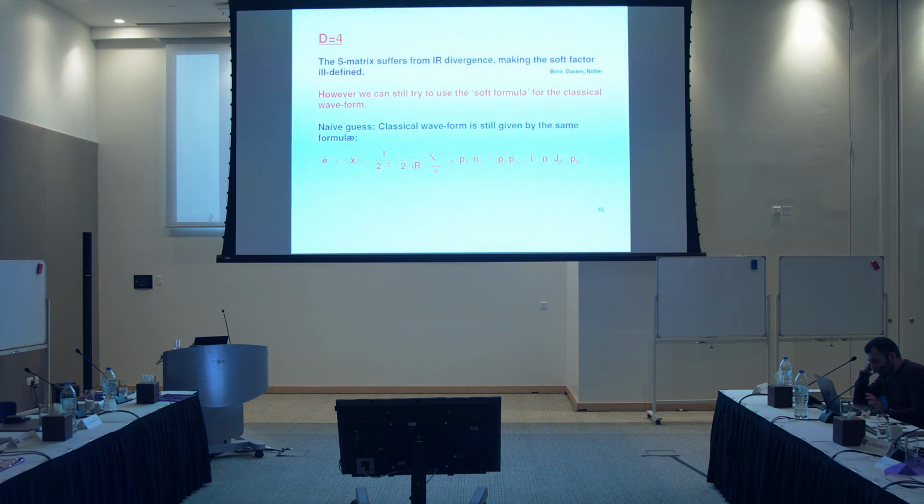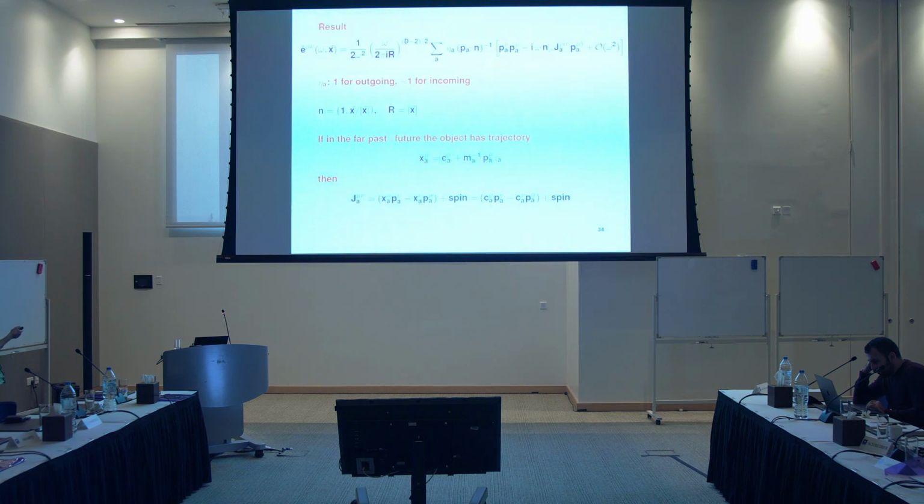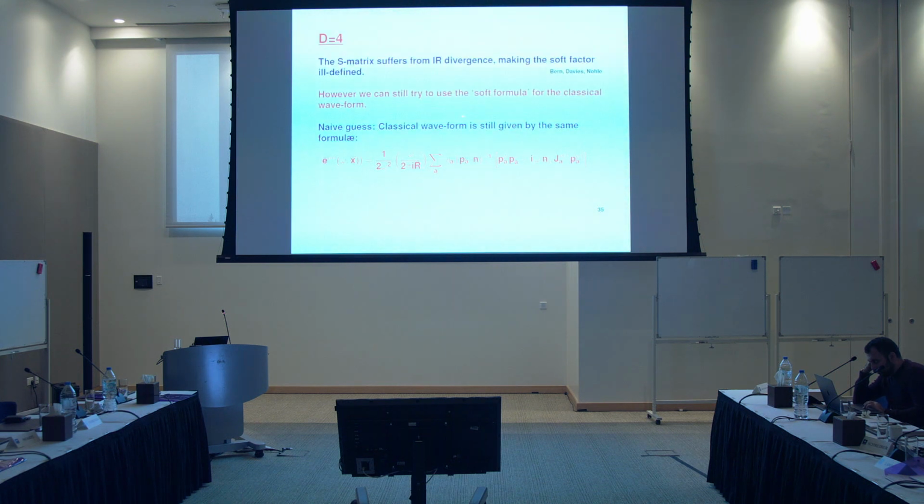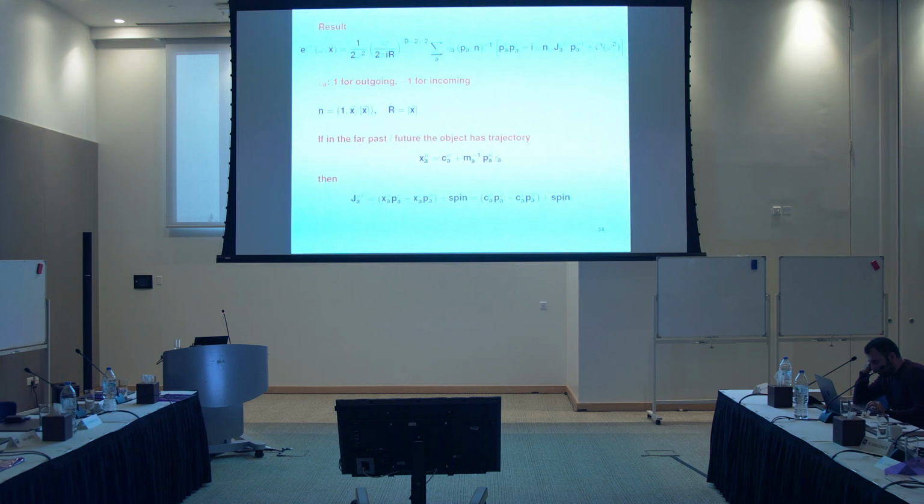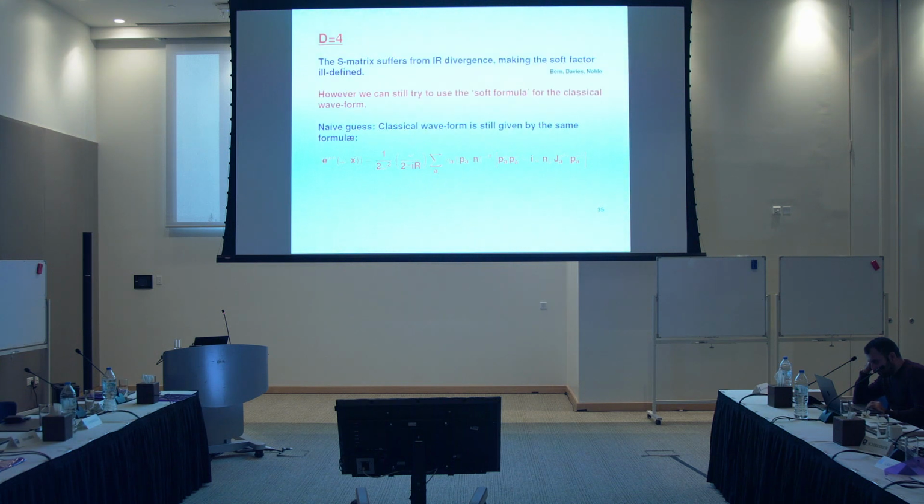Okay. So, let us forget the quantum route, but let us take the classical route. After all, we have a formula here. So, why not set d equal to 4, and try to get the classical soft theorem from there. So, that is what we attempted first. So, the naive guess will be the classical waveform is still given by the same formula that is given here, except that I have set d equal to 4. In this previous formula, if I say d equal to 4, this is what I get.